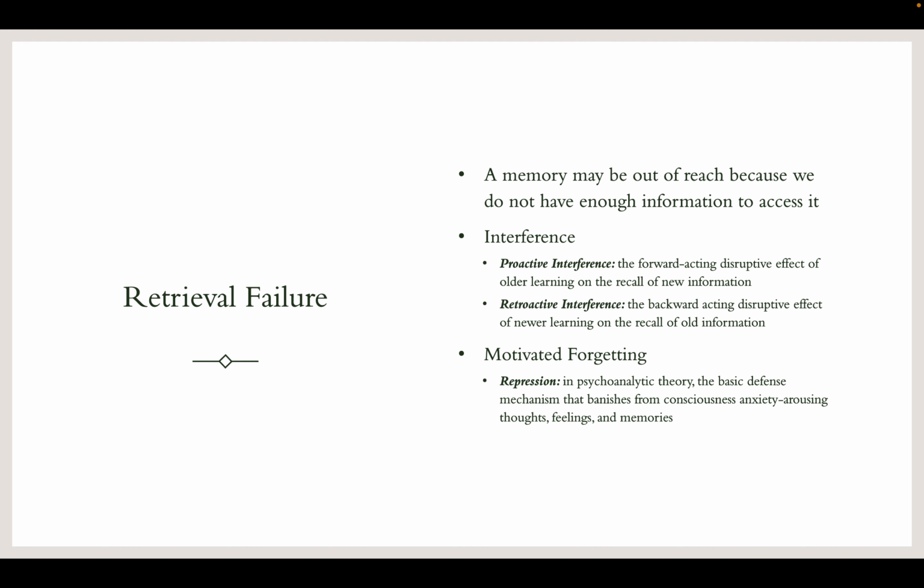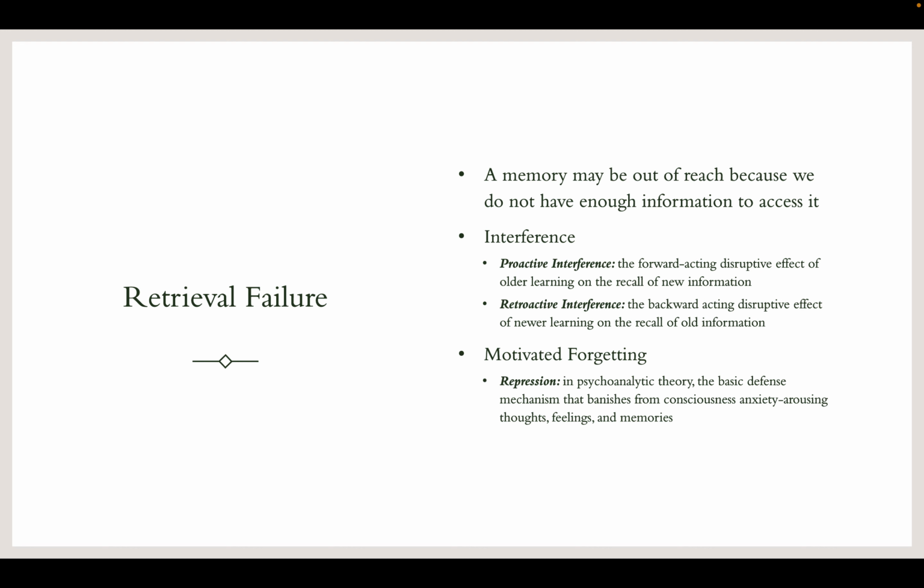Proactive interference is the forward-acting disruptive effect of older learning on the recall of new information. And retroactive interference is the backward-acting disruptive effect of newer learning on the recall of old information. Proactive interference occurs when an older memory makes it more difficult to remember new information. If you buy a new combination lock, your well-rehearsed old combination may interfere with your retrieval of the new information. So that's proactive: when older memories make it more difficult to remember the new memories.